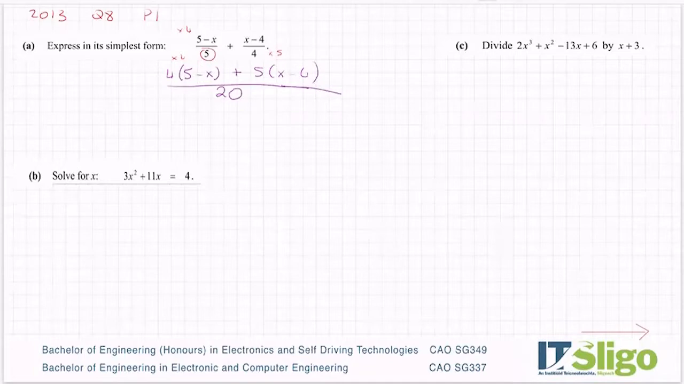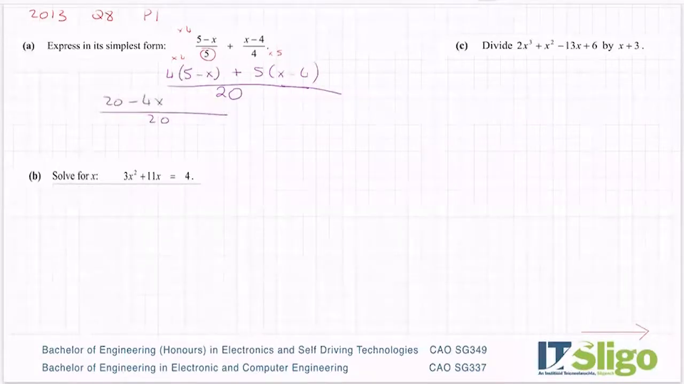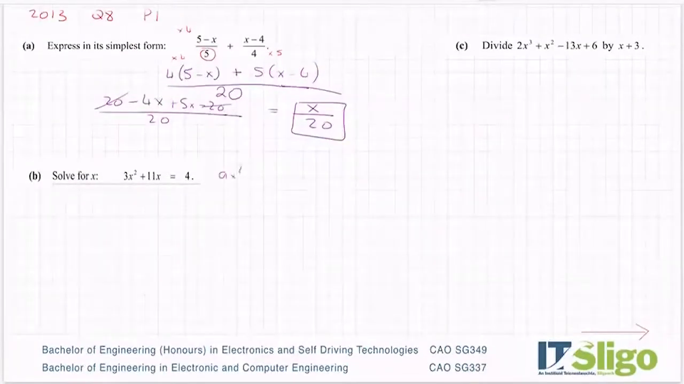Then you multiply it out. So again, over 20. 4 5s, 20. 4 by minus x is minus 4x. Plus 5x minus 20. You can see the 20 and the minus 20 cancel. Minus 4x plus 5x is 1x, or x, over 20. That's your answer. That's it in its simplest form. So, common denominator.